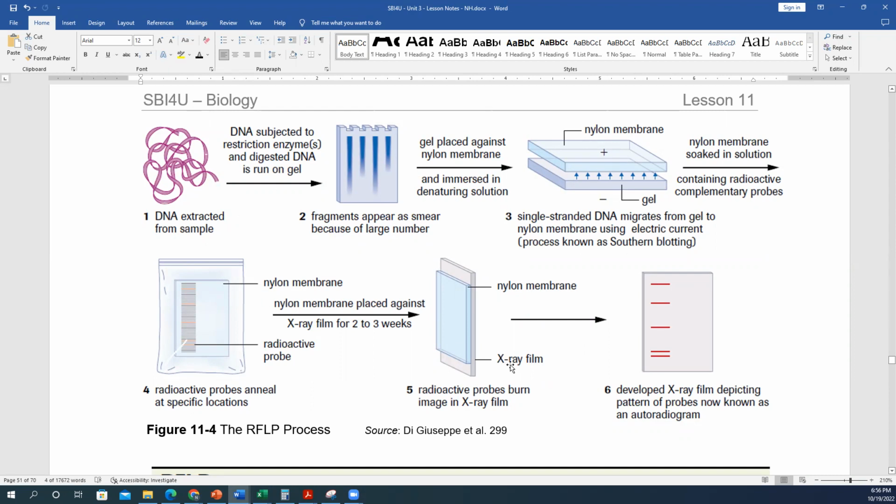But what is different in this technique compared to just basic gel electrophoresis is that although they are very similar, in that you take your DNA, you digest it, you run it on a gel, this technique is used to look at regions of DNA that are different from person to person. That's the power of this technique, to be able to identify different people, for example, or different species.